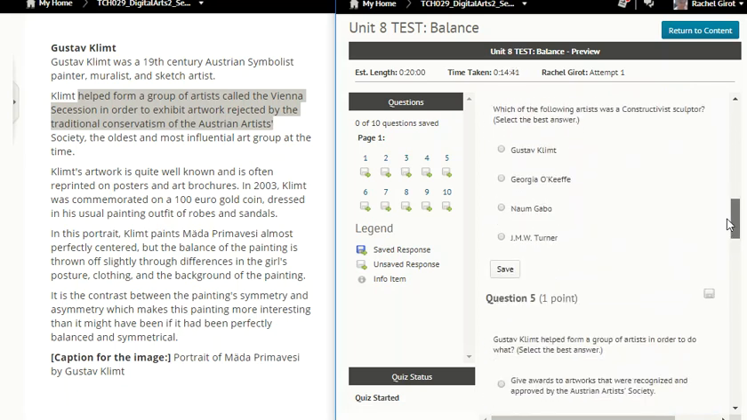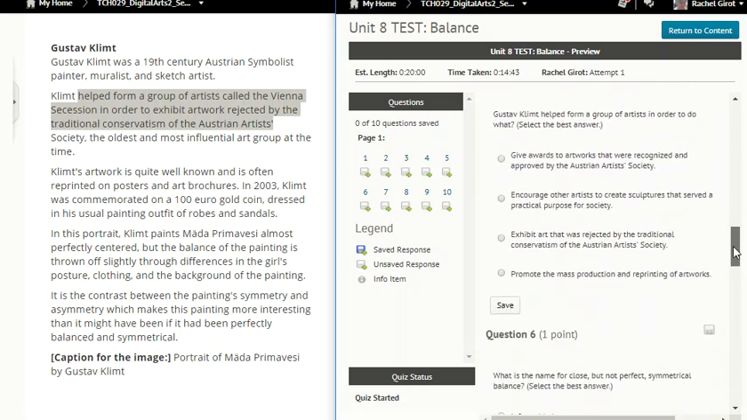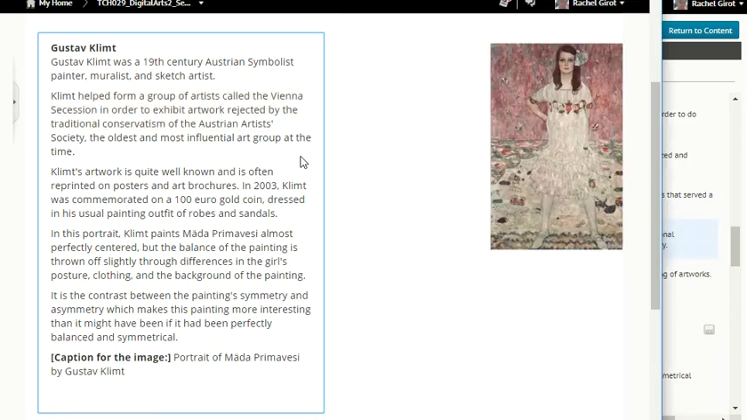Gustav Klimt helped form a group of artists in order to exhibit art that was rejected by the traditional conservatism of the Austrian Artist Society.